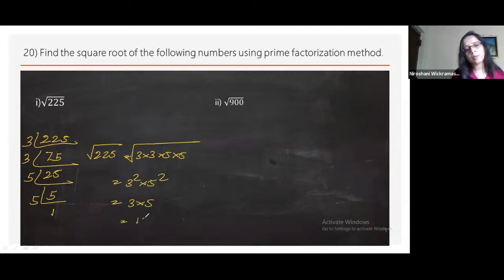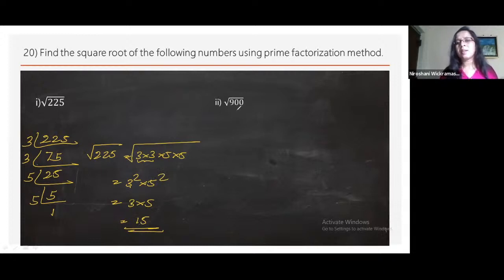3 times 5 is 15, right? Then I told you, if there are two 3s, when getting the square root we take one 3. 3 to the power 2 means an even power; we divide the power by 2, that is 3. Here also 5 to the power 2, 2 divided by 2, that is 5.